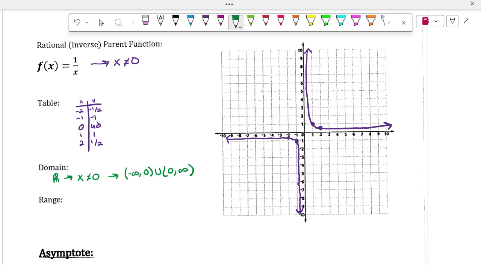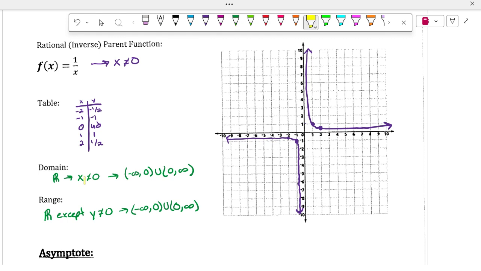Nope. It's all real numbers except what? Yeah, except 0. Because think about it. Is there any value I could plug into x and when simplified it would give me 0? No. There's no value that you can plug in for x and when you simplify 1 over that number, it'll give you 0. So it's impossible to get 0. So the range is also all real numbers except y cannot equal 0. So from -infinity to 0, union 0 to infinity.